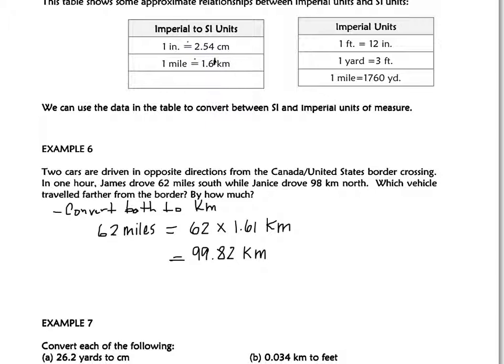So therefore, James drove 99.82 kilometers and Janice drove 98 kilometers. So James drove further, and he drove 99.82 minus 98, which equals 1.82 kilometers further.